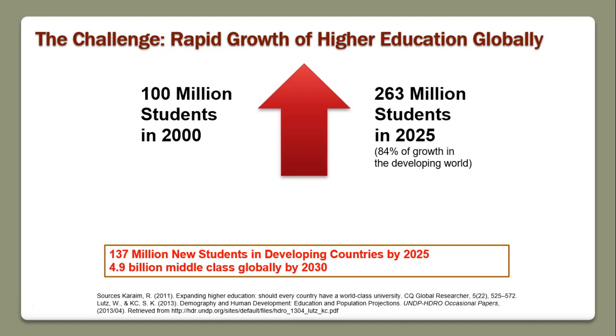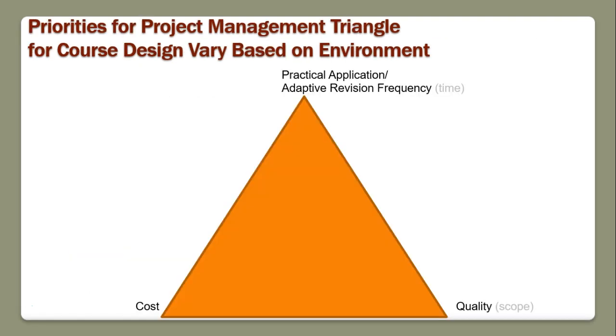Ultimately, there are going to be 137 million new students in developing countries by 2025. That's largely coming from the 4.9 billion middle class globally by 2030. Another way of looking at this is, most of you have seen this project management triangle. The idea is you can have cost, scope, and time. I've adjusted those in this diagram to call it quality, cost, and time, and I call time the adaptive revision frequency, which is highly correlated to practical application.